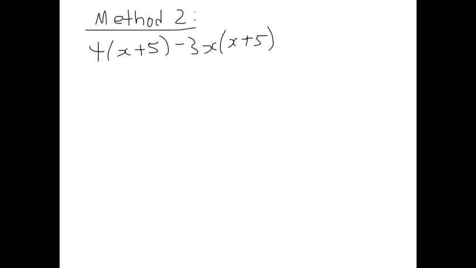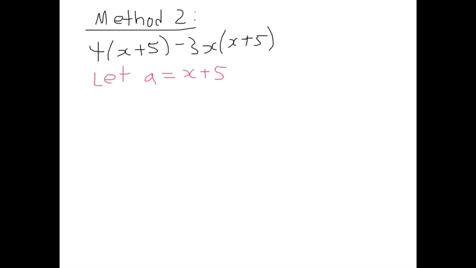What I'm going to do is replace x plus 5 with a letter. Okay, I'm going to make a substitution. I'm going to replace wherever I see x plus 5 with just a letter of my choosing. It doesn't really matter what letter you use, but I'm going to use a in this case. So I'm going to let a be x plus 5 in my expression. So just to be clear, wherever I see x plus 5, I'm going to replace that with the letter a.